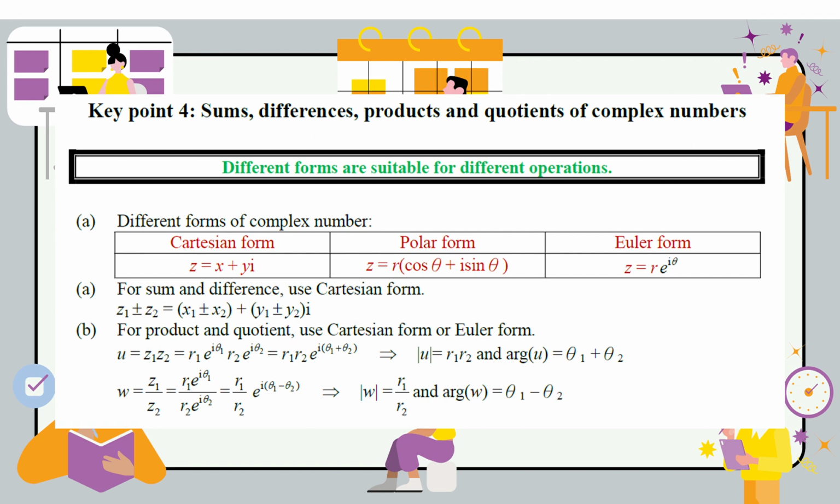So why do we need a different form? Why do we have Cartesian form, polar form, Euler form? Because they are good at different usage. Okay. The Euler form is a little bit complicated. We need to change the angle to radian. Okay. For polar form or Cartesian, there's no need to change the unit yet. Okay. So for the sum and difference, the Cartesian form is like this, right? Plus or minus. And the product and quotient use the polar form or Euler form.